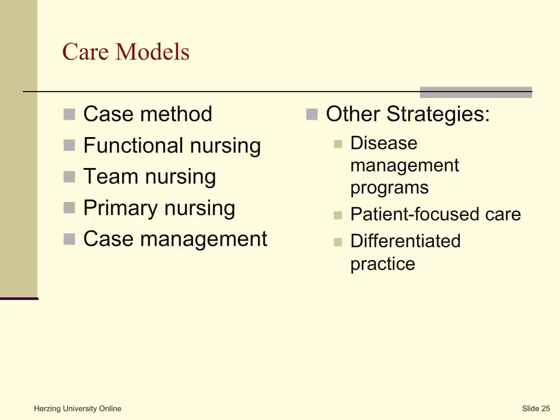There are 5 methods or models for providing care. Note these for now. We will return to them later. There are case method, functional nursing, team nursing, primary nursing, and case management. There are other strategies too you may hear about. Those are disease management programs, patient-focused care, and differentiated practice.